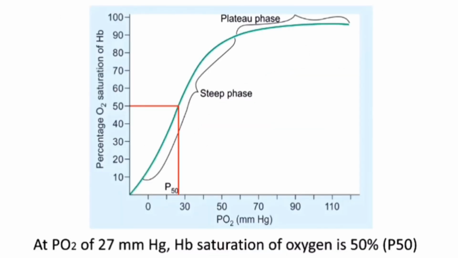This other diagram, the second diagram, shows the different phases. You can see the steep phase and the plateau phase. So what is P50? It is written there that the partial pressure of oxygen is 27 mm. It can be from 25 to 27. It's not exactly 27 every time, but the range is there, like 23 to 27, 25 to 27, different in different textbooks. So taking an average of 27 mm Hg, the hemoglobin saturation of oxygen is 50%. That is known as P50.